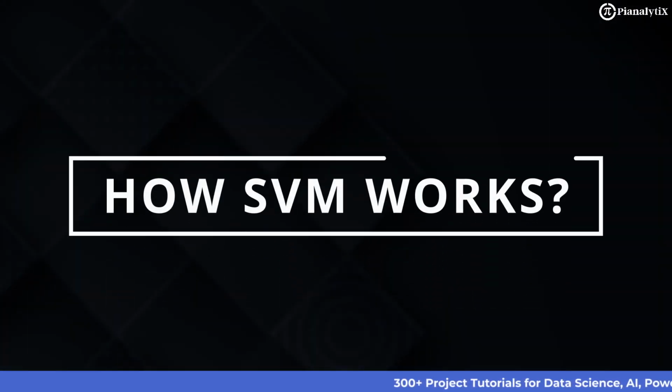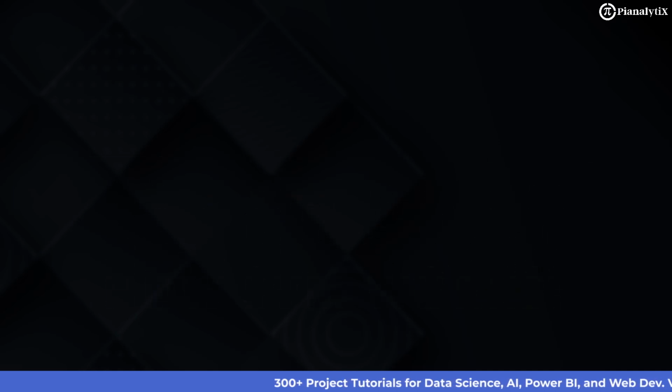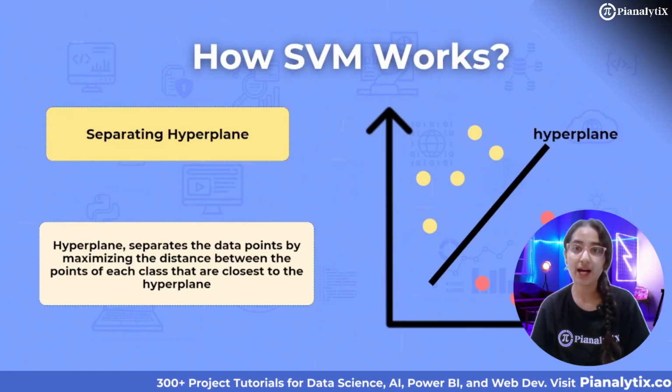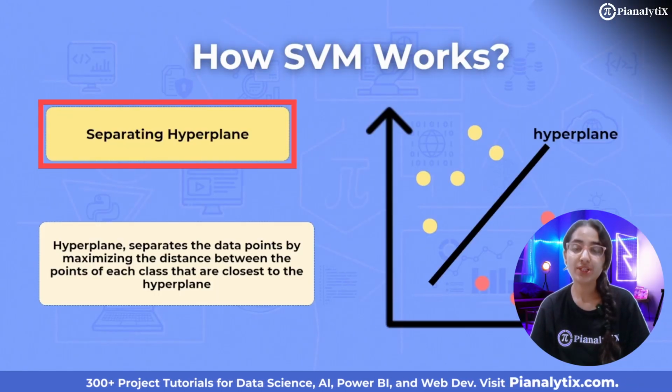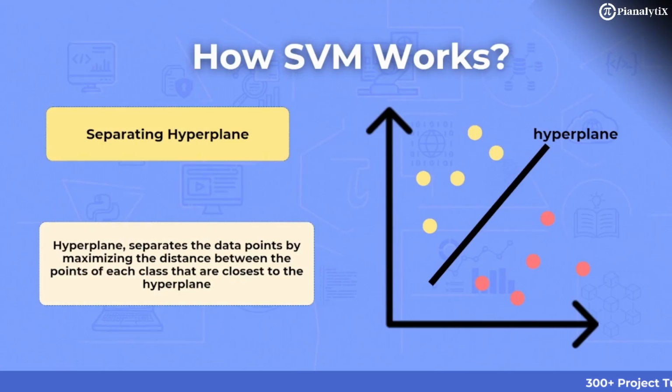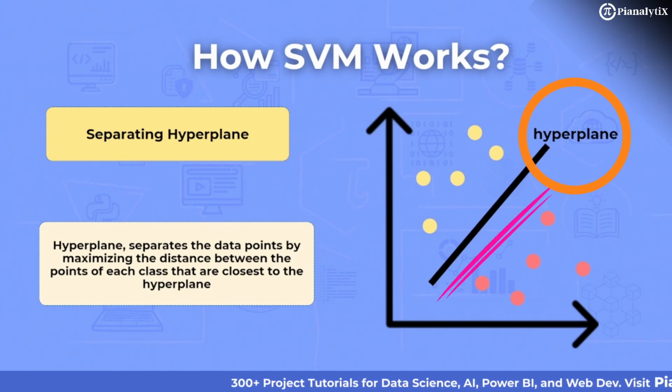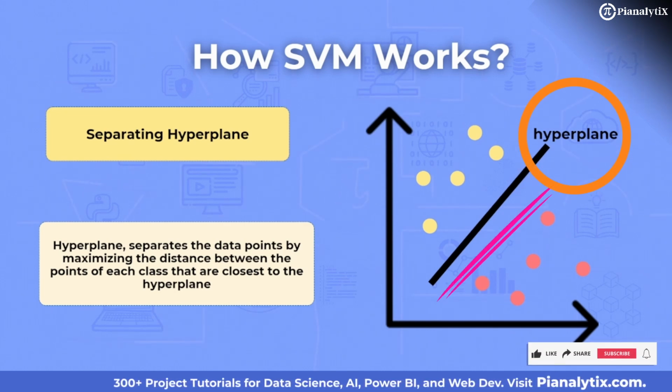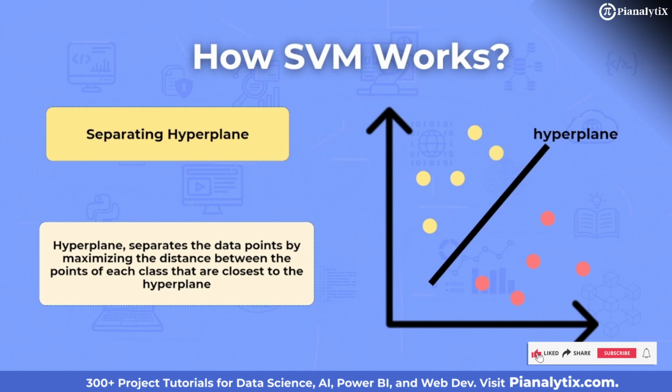Let's see how SVM works in three simple steps. First, separating hyperplane. In a 2D space, imagine SVM as drawing a straight line or in higher dimension a plane that best divides your classes of data points. This dividing line or hyperplane separates the data points by maximizing the distance between the points of each class that are closest to the hyperplane.